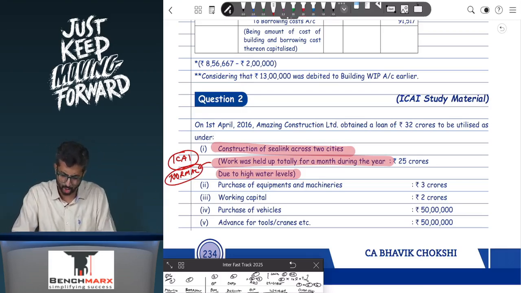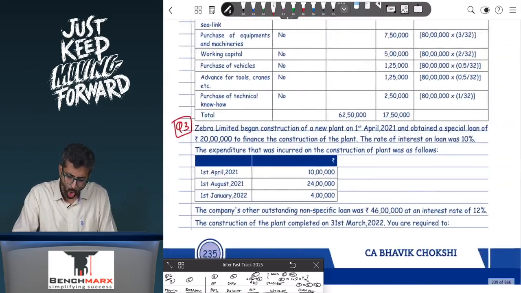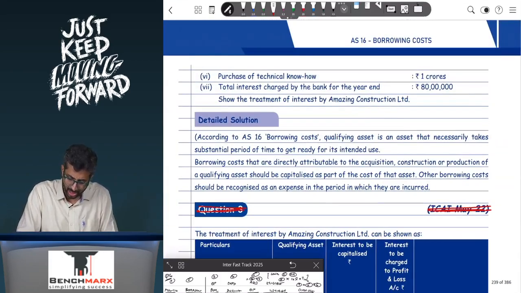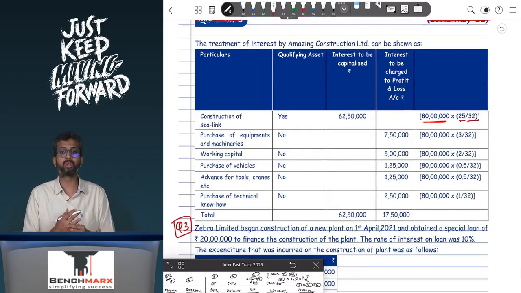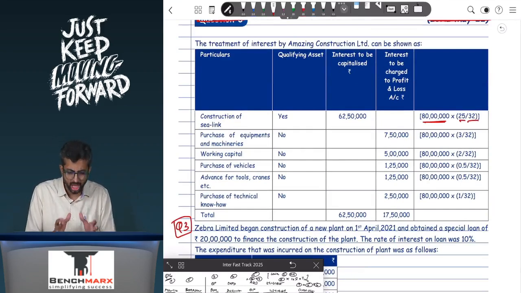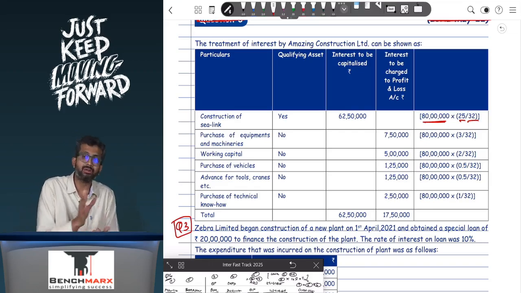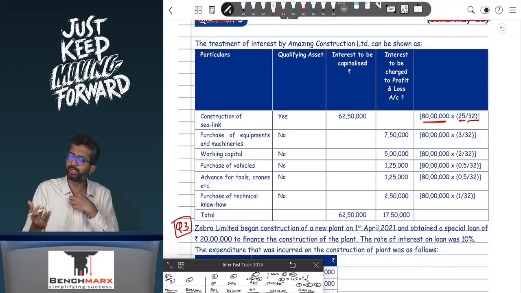Like our total 32 crores of borrowing, on which you will have an interest which is 80 lakhs, you have directly allocated 80 lakhs in the ratio of expenses, 80 lakhs into 25 by 32. But if there is a 1 month suspension, then out of this 62 lakh 50, 11 months of interest will be capitalized, 1 month will go to the PL. Institute has not done that.